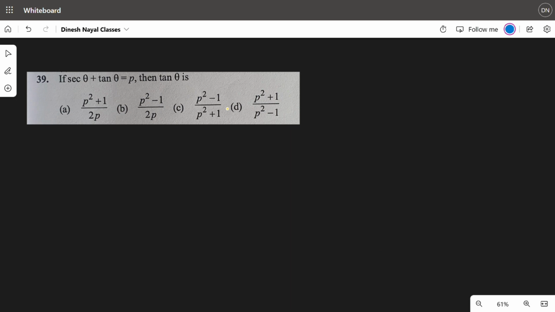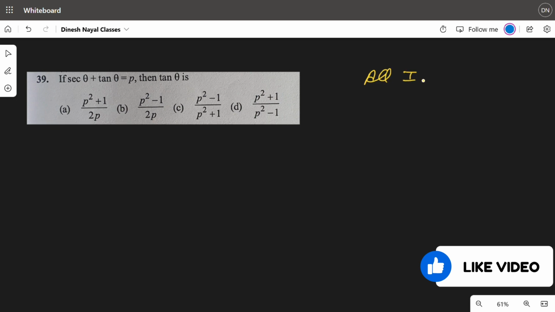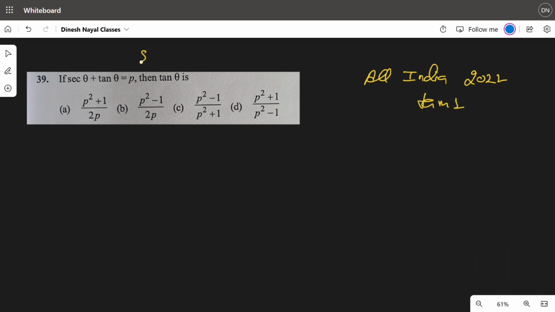So students, our next question was from All India, 2022, term 1, section B. Again, this is 1 marker. Now, question 39. If sec theta plus tan theta is P, then what is tan theta? So just write sec theta plus tan theta equals P.